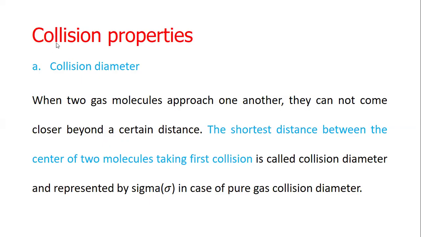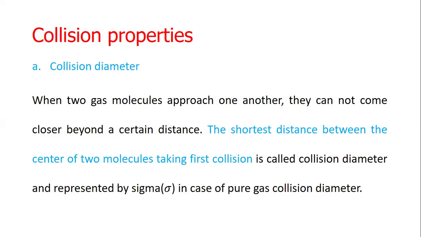Good morning. Collision properties: collision diameter. When two gas molecules approach one another, they cannot come closer beyond a certain distance. The shortest distance between the centers of two molecules at the time of collision is called the collision diameter and is represented by sigma.